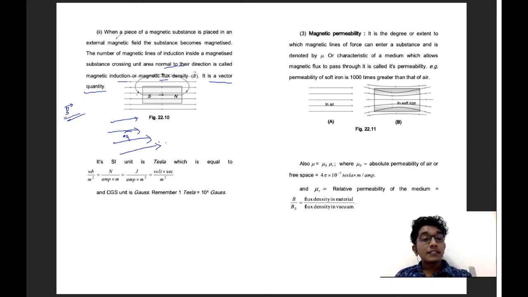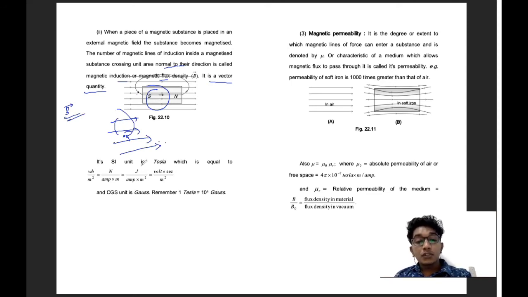Similarly, look at this. When a piece of magnetic substance is placed in an external magnetic field, the substance becomes magnetized. So there is something like a magnetizing property here, but in the case of the electric field there is nothing exactly like that, but we can consider it anyway.